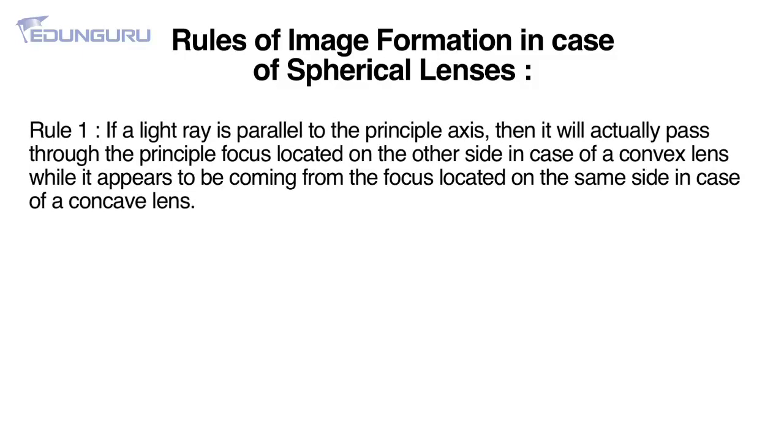Now children, we will study the rules of image formation in case of spherical lenses. The first rule is that if a light ray is parallel to the principal axis, then it will actually pass through the principal focus located on the other side in case of a convex lens, while it appears to be coming from the focus located on the same side in case of a concave lens.